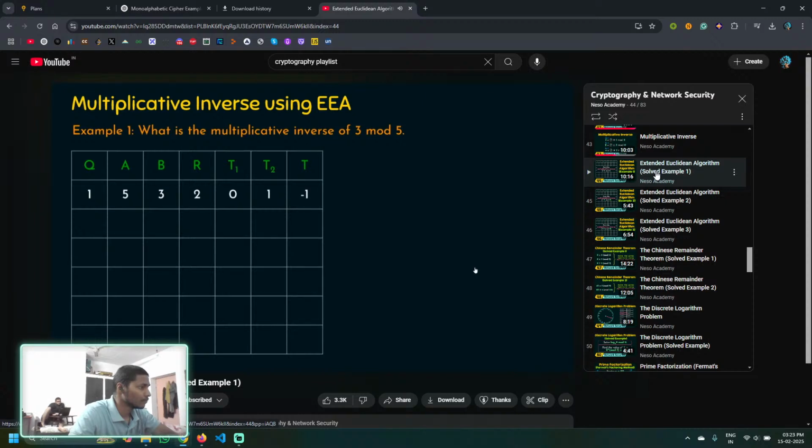Then what do we need to do? Just recollect what we did in Euclid's algorithm. We did a shifting operation, right? So the same shifting we are going to perform. Whatever the value of B, that is stored in A. Whatever the remainder is, that is stored in B, right? So the value of B is shifted to A, and the value of R is shifted to B.